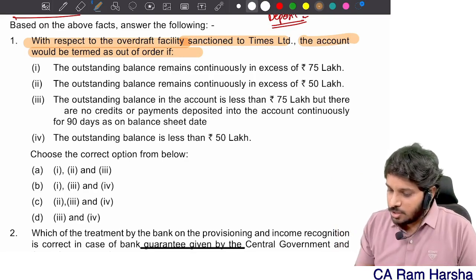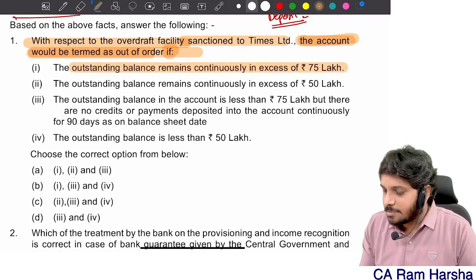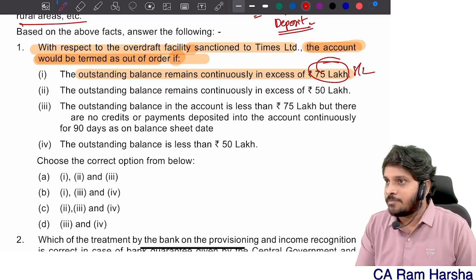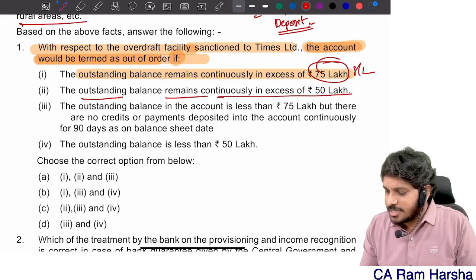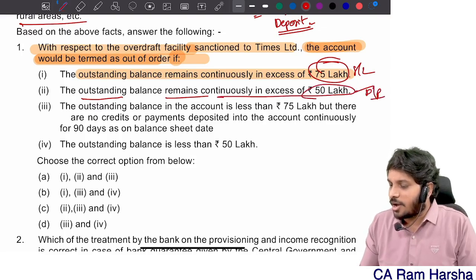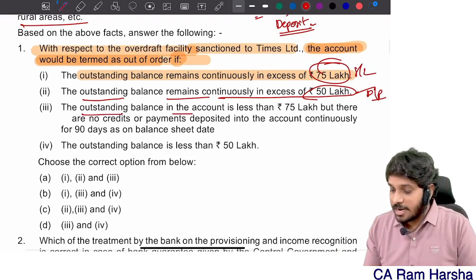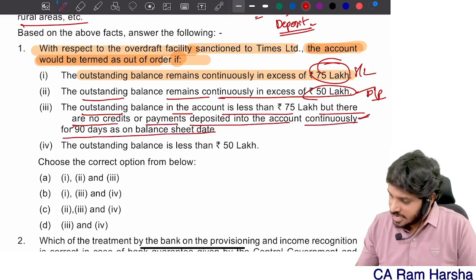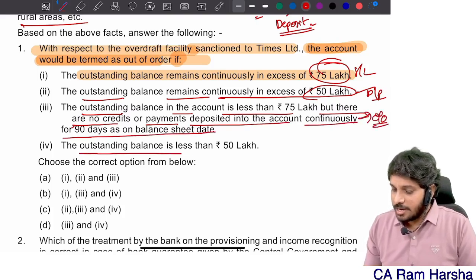Fine. The account would be termed as out of order if the outstanding balance remains continuously in excess of 75. In this question, 75 is what? Sanction limit. Then we will treat it as out of order, correct? The outstanding balance remains continuously in excess of 50. Yes, this is what? Drawing power. Then also we will treat it as out of order. The outstanding balance in the account is less than 75, but there are no credits or payments deposited into the bank continuously for 90 days. Yes, then also we will treat it as what? Out of order.